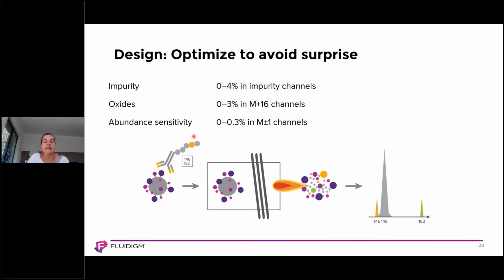And another thing is the abundance. As you can see here, you can have a leak in the +1 and -1 channels. This occurs when you have really too much signal, too much antibody in one channel. This is something that can be solved by just titration. So if you do a good titration, you will not have to care about this abundance spillover. We will see that just after.